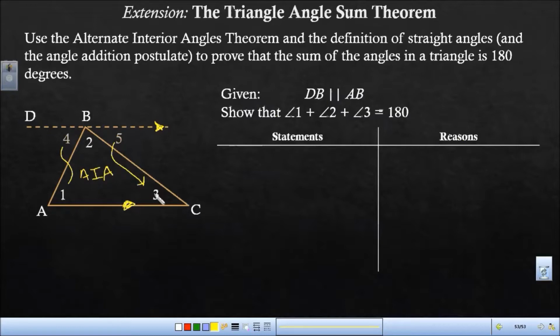Okay? All we have to do then, since we know 1 and 4 are congruent and 3 and 5 are congruent, all we really need to do is get these three angles equal to 180. And sure enough, this happens to be a straight angle. So we can say that angle 4 plus angle 2 plus angle 5 is equal to 180 degrees because they are a straight angle. This is also the angle addition postulate.